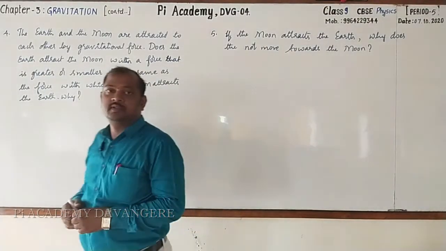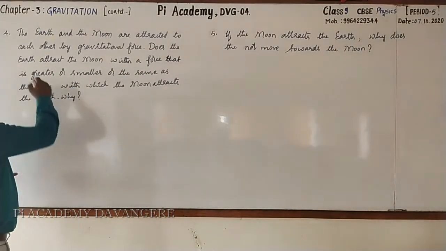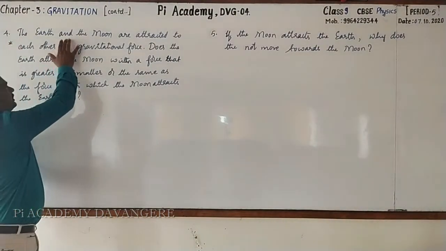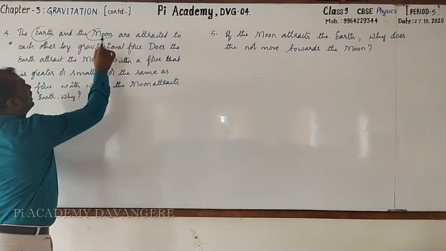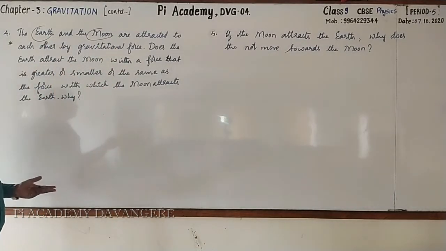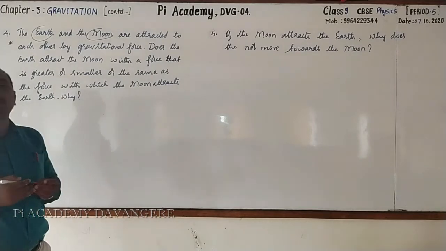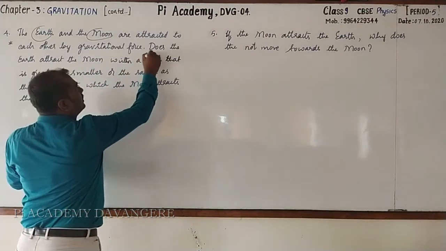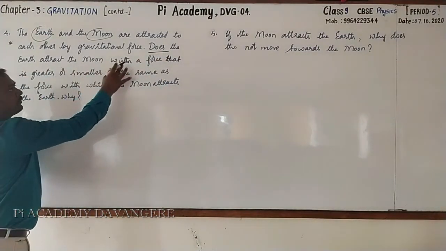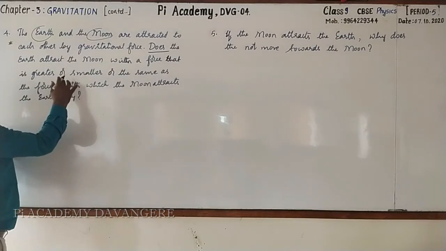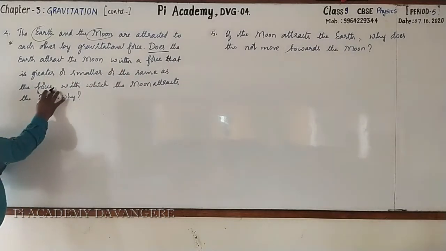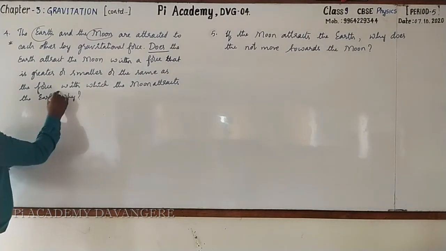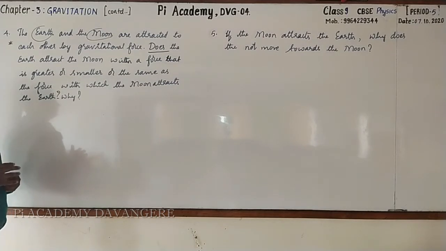Dear students, please go through these two questions. They are very important. The first one is like this. The Earth and the Moon are attracted to each other by a gravitational force. No doubt, the gravitational force will be acting between Earth and the Moon. The question is, does the Earth attract the Moon with a force that is greater or smaller or the same as the force with which the Moon attracts the Earth? Why? There are two sub-questions.